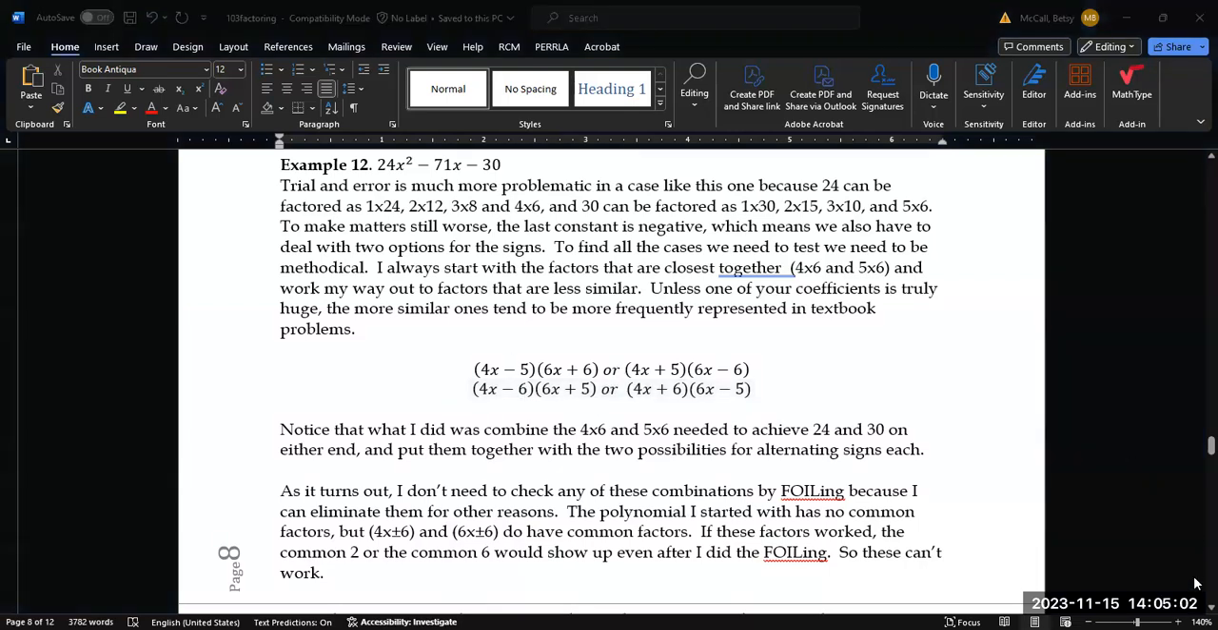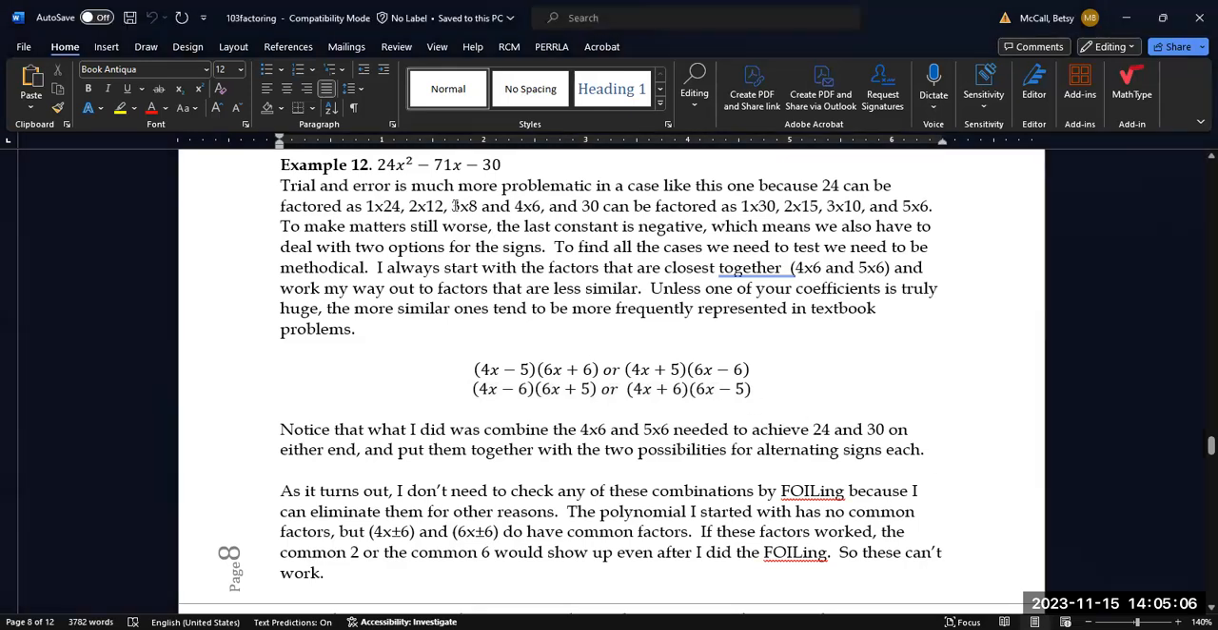So since none of these are going to work, what we want to do is try a different combination. Either change out the 4 and 6 to 3 and 8, or change out the 6 and 5 to 3 and 10. Don't change both, because you need to check all of the different combinations. So change one of them.